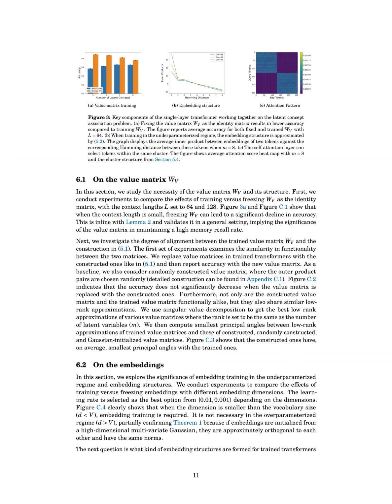The specific results achieved with the new method include the demonstration of the importance of the value matrix in maintaining a high memory recall rate, as freezing it can lead to a significant decline in accuracy, especially when the context length is small. Additionally, experiments showed that replacing the value matrices in trained transformers with constructed ones did not significantly decrease accuracy, indicating functional similarity between the constructed and trained value matrices. Furthermore, the constructed value matrices and the trained ones shared similar low-rank approximations.